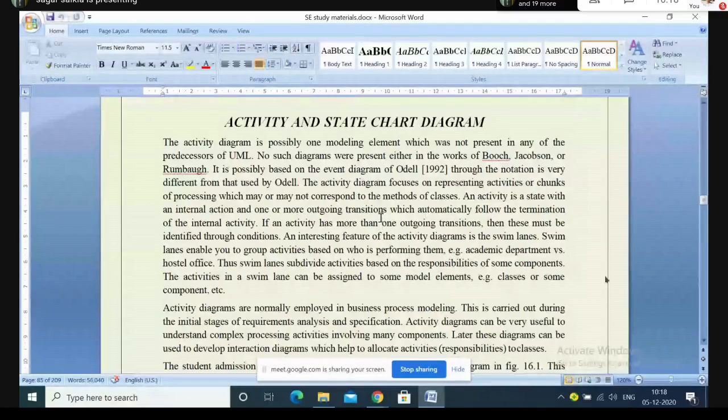At the last class we were talking about activity diagrams. So an activity diagram basically focuses on the various actions, the various activities that take place while using the system. An activity is basically a state with respect to what internal actions or activities can take place while using a particular system or software.